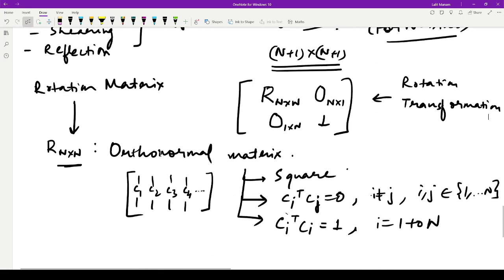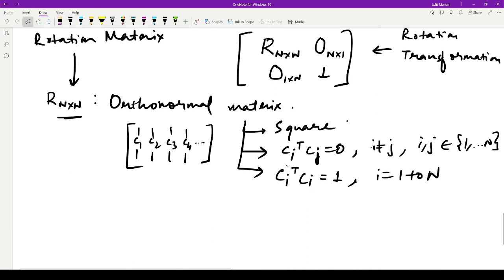What about the translation one? Translation, we did it in question 1. How will the translation transformation look?